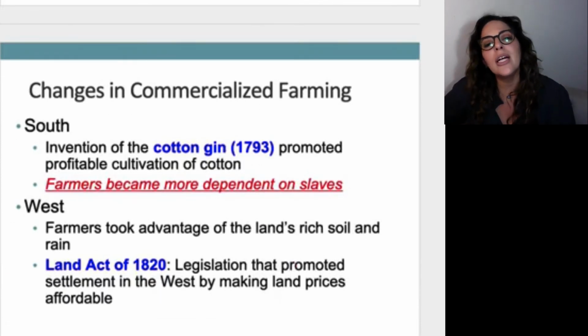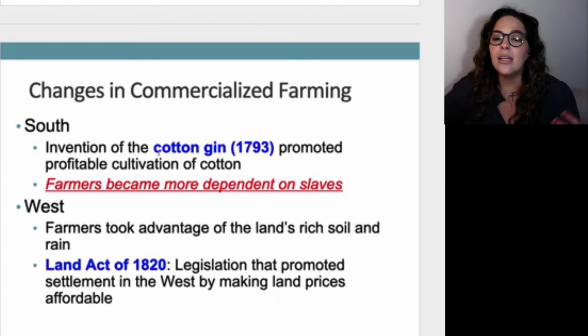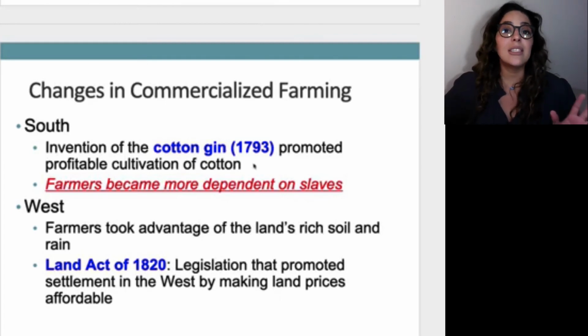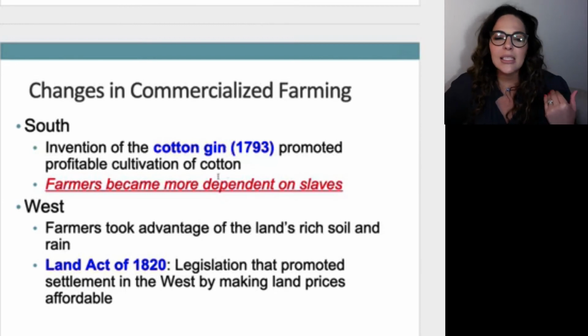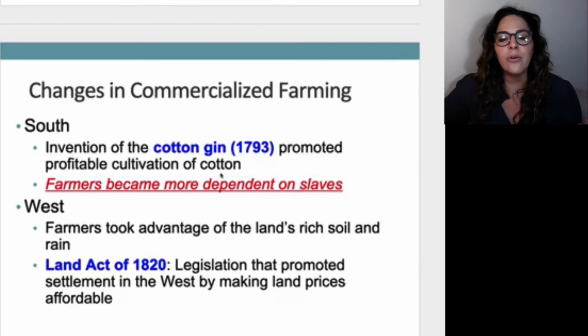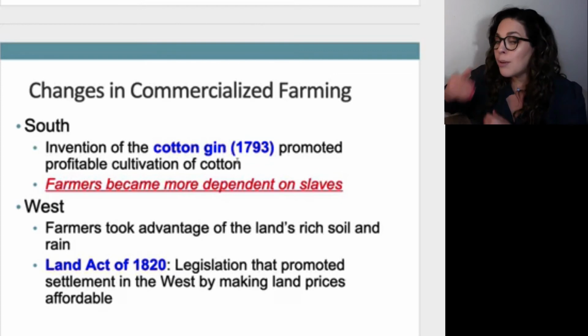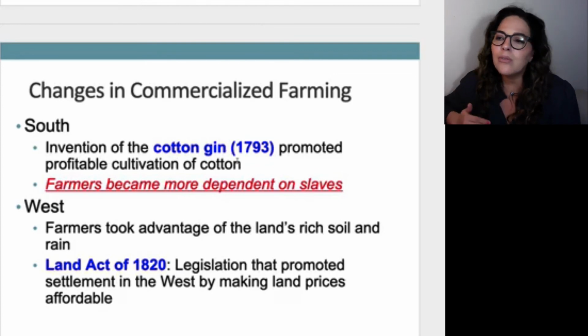When it comes to commercialized farming in the South, the invention of the cotton gin is going to essentially guarantee that slavery is going to stick around. It's going to make cotton growing extremely profitable. You no longer need to have really rich, fertile land to grow a crop to make good money off of it. With the cotton gin, what it did was it sped up the process of cleaning it, which previously had been very labor intensive. It just wasn't worth it economically.